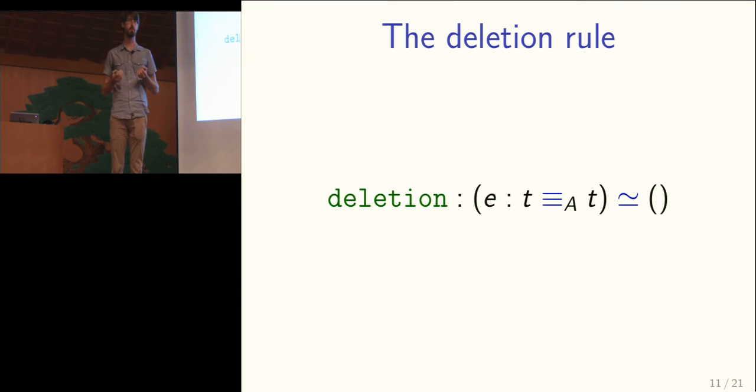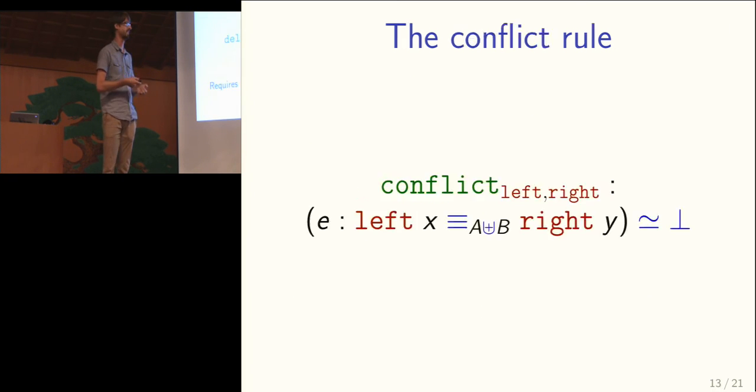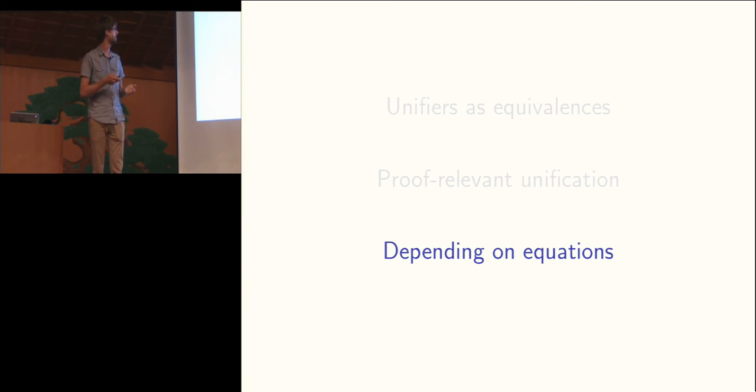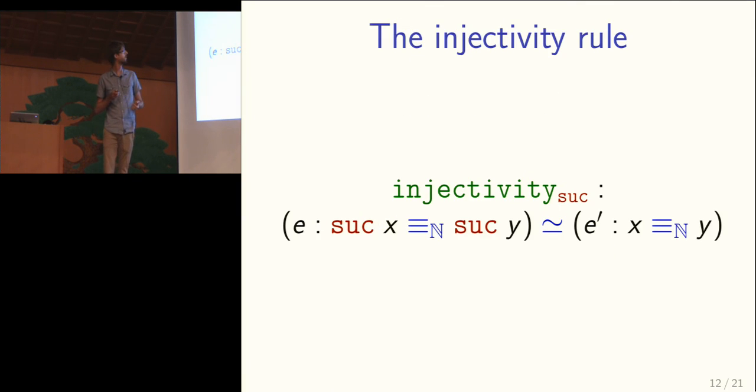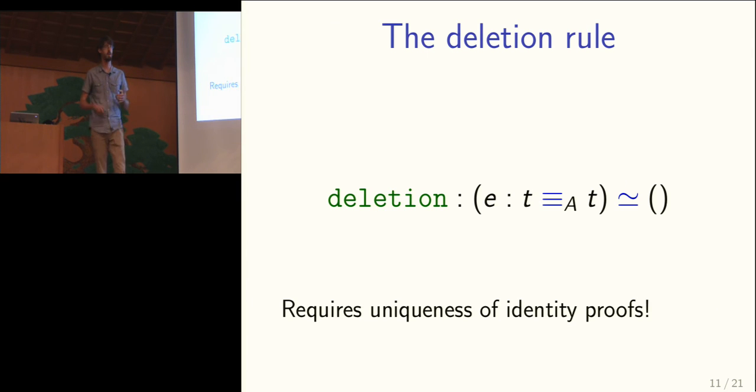But there's actually a problem here. If we want to construct this deletion rule as a term in type theory, then we notice that we need the principle of uniqueness of identity proofs in order to construct this. And this is actually one of the main advantages of this approach, because it makes explicit which additional axioms we need to construct these unification rules.